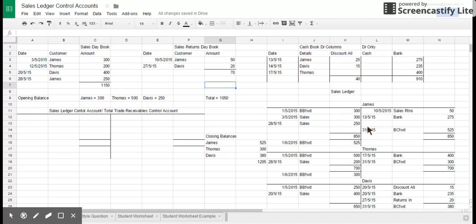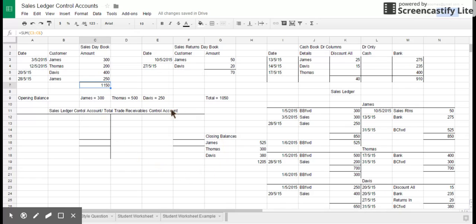What you will notice there though, I've deliberately missed out one of these entries, and that's because I'm going to show you how the sales ledger control account tells us that there's been an error somewhere in the accounting records. So how do we do the sales ledger control account? Well, it comes straight from the daybooks. So we don't use the individual entries, we use the totals that are done at the end of the month.